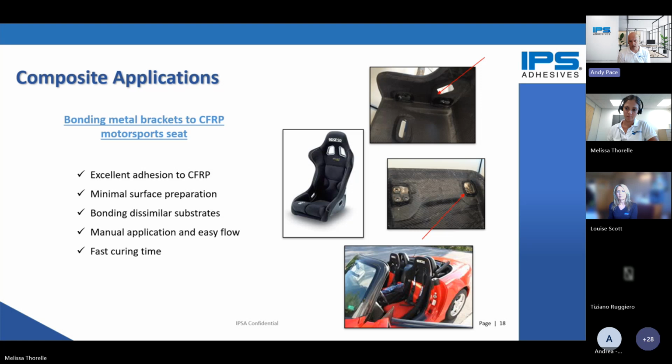This is a great little application for bonding metal brackets onto car seats in the motorsport industry. But the reason why we highlighted this is because the SG5000 that's used in this application has got some flexibility in the substrates it can bond. It's a toughened adhesive, which gives great combination of rigid components and flexible components, allows the two substrates to bond and be successful in the application.